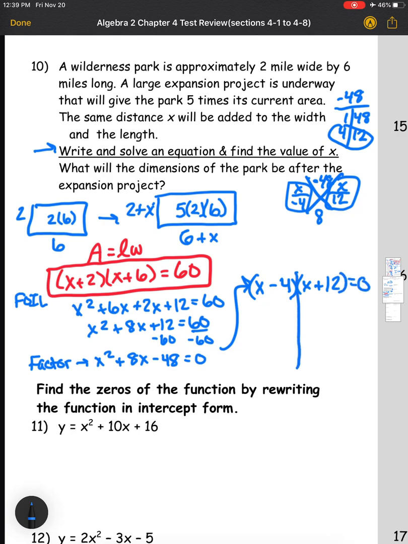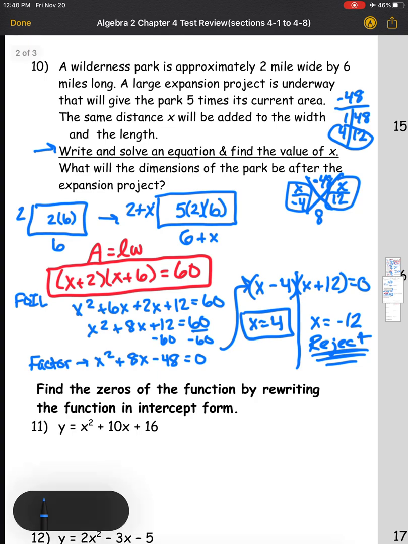And now all I need to do is just split them apart and solve. So x will be 4 here, and x will be negative 12. And if I think about negative stuff, right, can I plug a negative value back in for a side length and get another negative side length? No, area can't be negative, so I'm going to reject this one. Okay, because I can't have negative area. So my only answer here is 4.